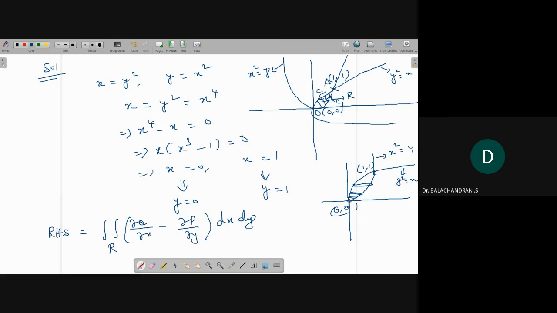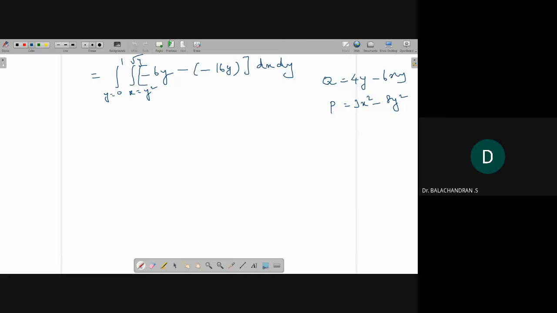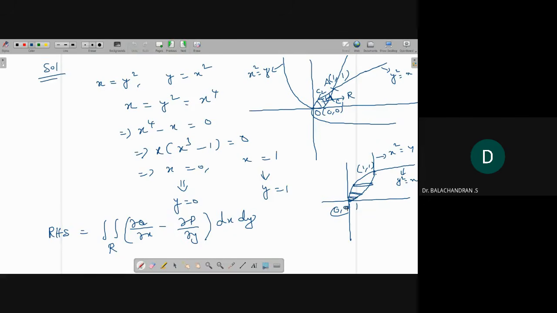So x varies from here. X is 0 here, and y is 0. And here y equal to 1. So you may ask, why don't we take a strip parallel to the x-axis? Can we take a strip parallel to the y-axis? Okay, you can take parallel to the y-axis also.